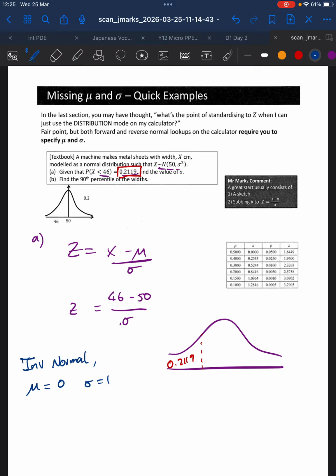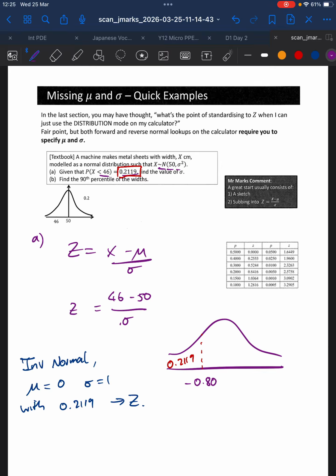So I could do this on my calculator with 0.2119. And what it will do is it will tell me the Z value that makes it so that the probability is 0.2119. So when I do that, I get approximately minus 0.80. So this is where things kind of break open.